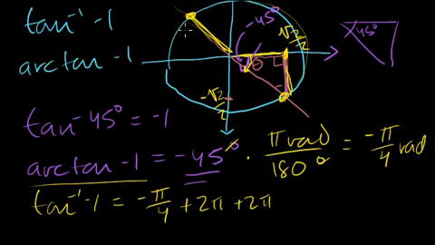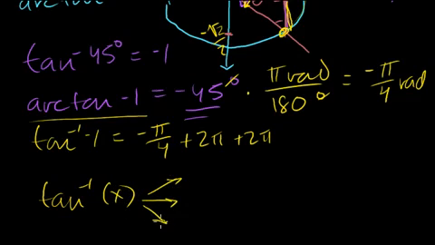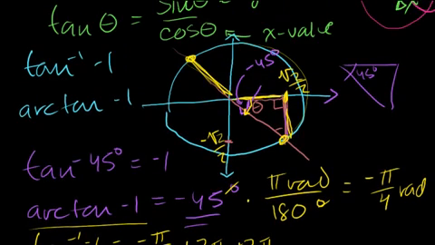And like I said in the inverse sine video, you can't have a function that has a one-to-many mapping. Tangent inverse of x can't map to a bunch of different values. It can't map to minus pi over 4, or 3 pi over 4, or 2 pi minus pi over 4, or 4 pi minus pi over 4. It can't map to all of these different things. So I have to restrict the range on the inverse tan function, very similarly to the way we restricted the inverse sine range.